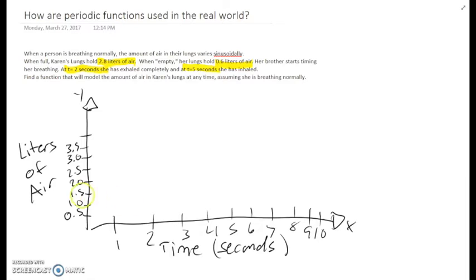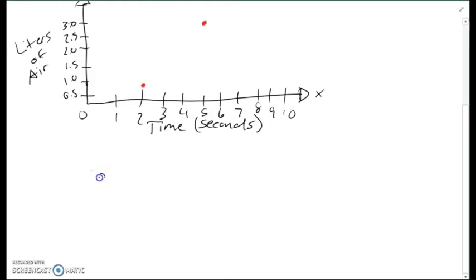Now, after we have pointed out everything that's given to us, we can put it in the graph, which is 0.6 for 2 seconds, and then for 5 seconds it's going to be 2.8. There are two types of graphs: a cosine graph and a sine graph. The type of graph that we chose was a cosine graph.